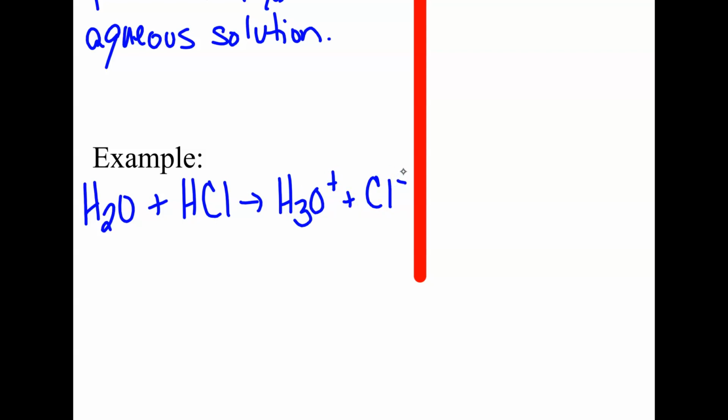So the reason that we say that an acid donates a hydrogen ion or donates a proton is because this hydrogen, this proton that was part of the hydrochloric acid, was donated to the water molecule to become a hydronium ion. All right, so we're going to use this terminology that it donates a proton.